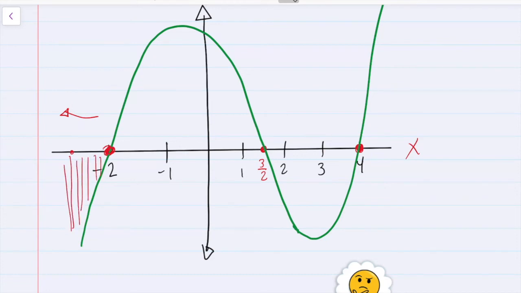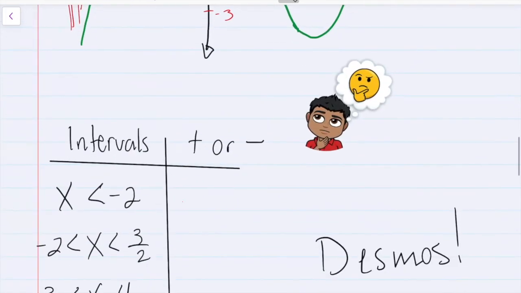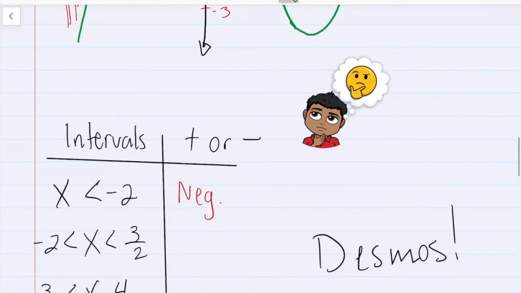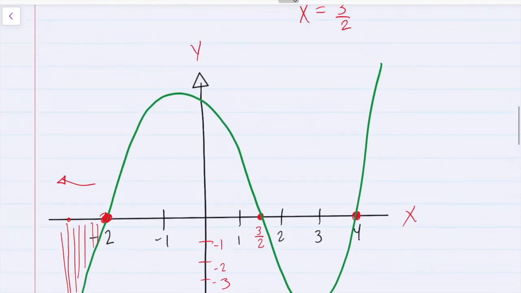Well, guys, whenever something's below the x, isn't that negative? Because look, we have negative numbers here. Negative numbers. So everything below the x is a negative. So this section is negative. Now, between negative 2 and 3 over 2. Between negative 2 and 3 over 2.